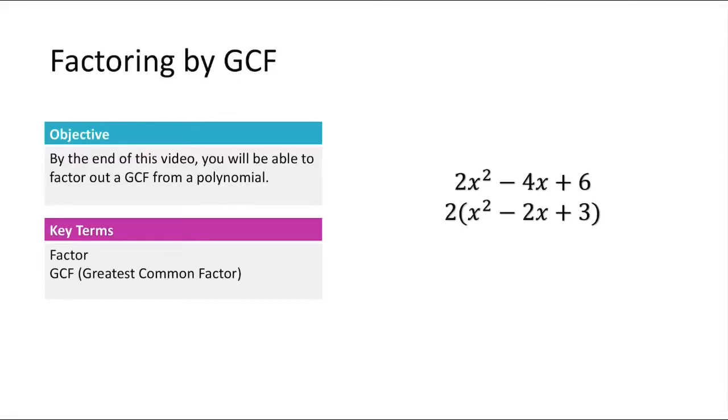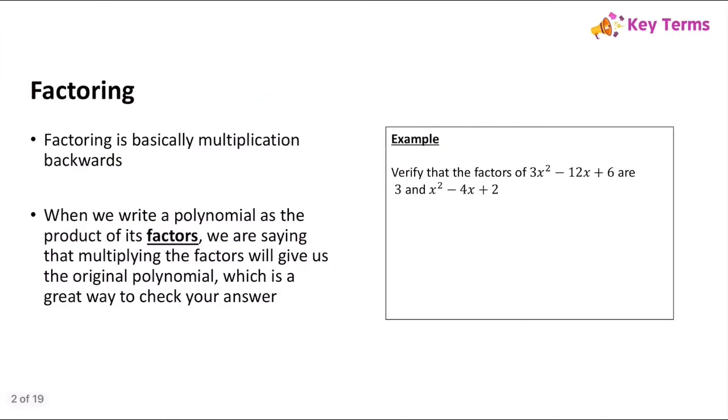So in this video, we're going to talk about how to factor out a GCF from a polynomial. So remember that factoring is basically multiplication backwards. When we write a polynomial as the product of its factors, we're saying that multiplying the factors together will give us the original polynomial. And this is also a really great way to check your answer.